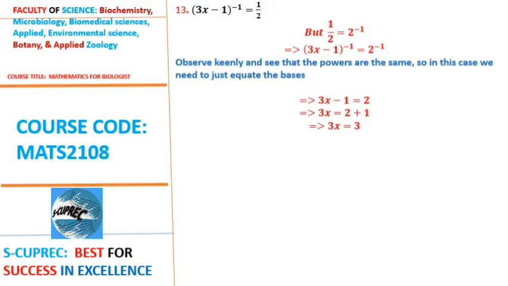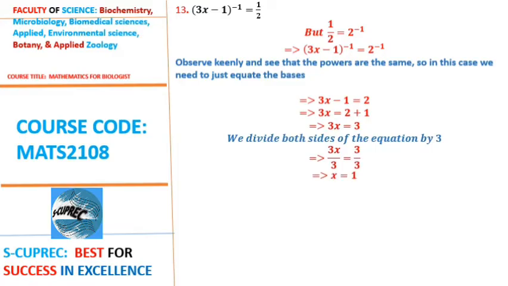So at this point, to make x the subject, 3 is an obstacle, so we have to divide both sides of the equation by 3. That's going to help us to be able to make x the subject. So we divide both sides of the equation by 3, and you see that our value of x becomes equal to 1.